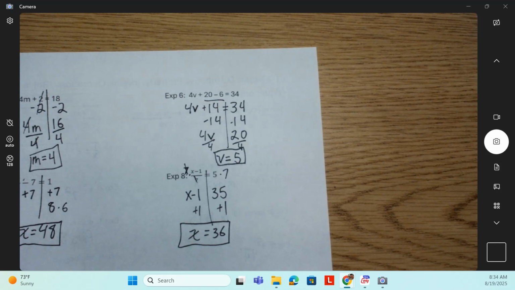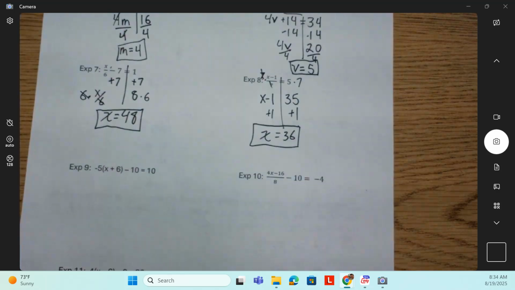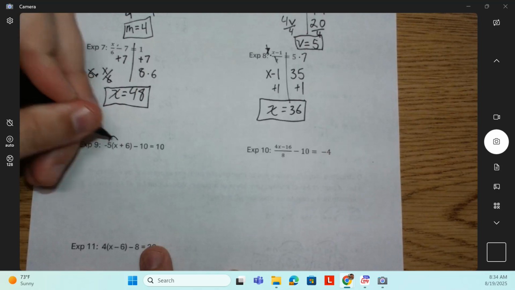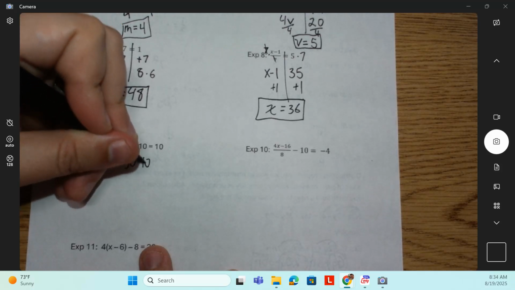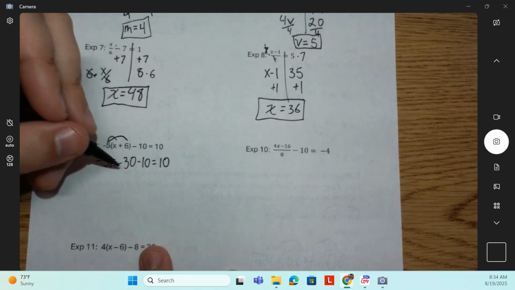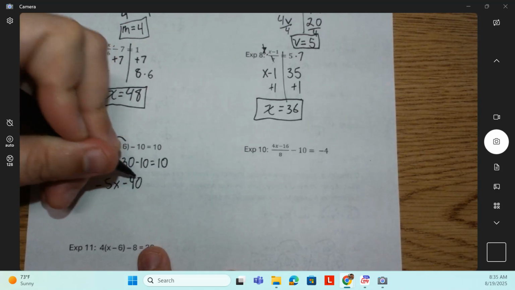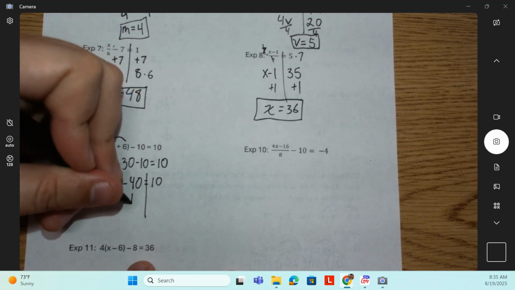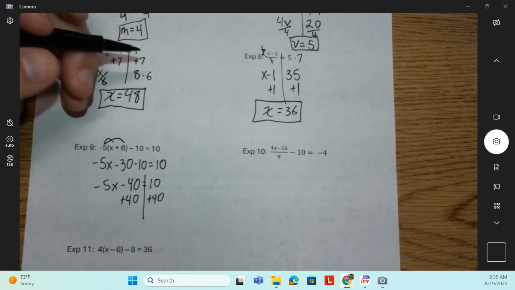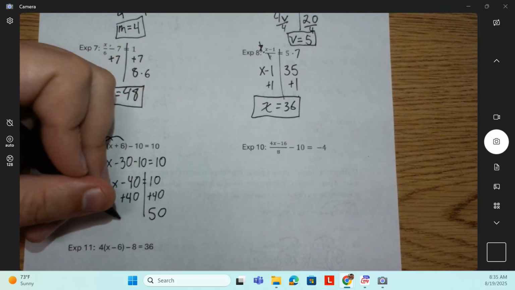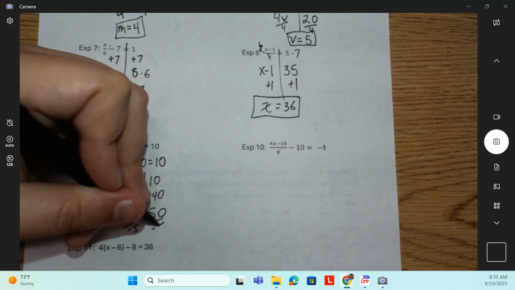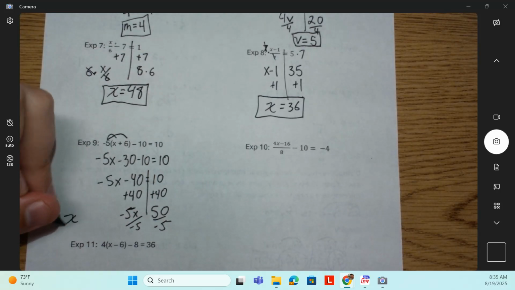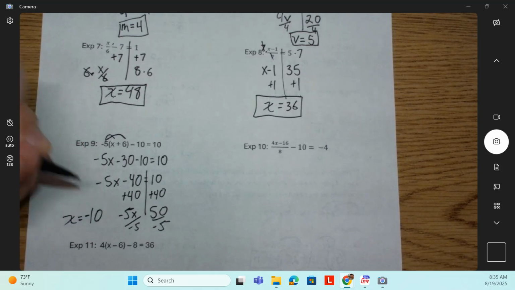Okay, getting to number 9 and 11, there is some distribution that could happen. So you've got two different ways to work out number 9 here. First one would be to say, well, I'll use my distribution to get negative 5x minus 30 minus 10 equals 10. Combine some like terms to get negative 5x minus 40 equals 10. And then I'd add 40 to both sides, which would give me 50. And then negative 5x over here. Since I'm multiplying x by negative 5, I need to divide by negative 5. And what I end up with is, I'll run out of a little room, but that looks like negative 10 is my answer there.